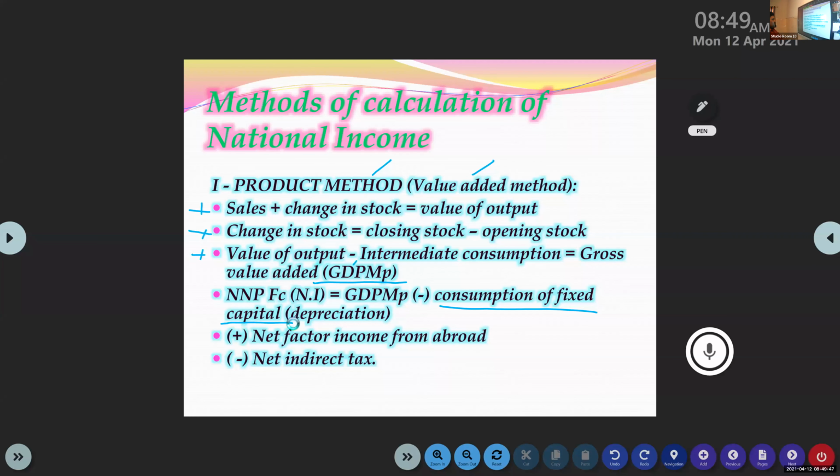Okay, NNP for factor cost, net national product for factor cost is equal to GDP-MP minus consumption of fixed capital, or else it is termed as depreciation. Okay, clear?